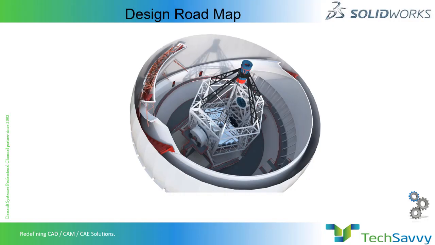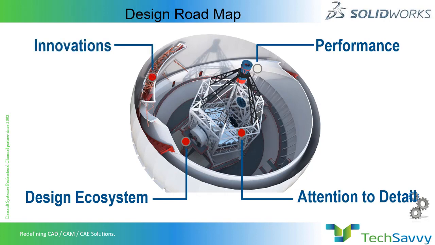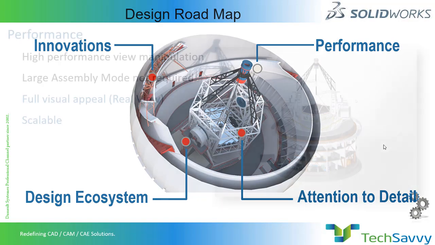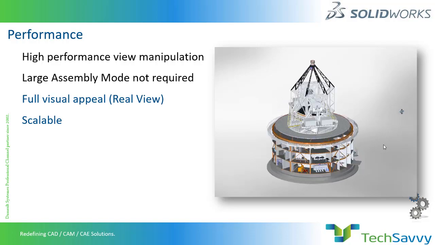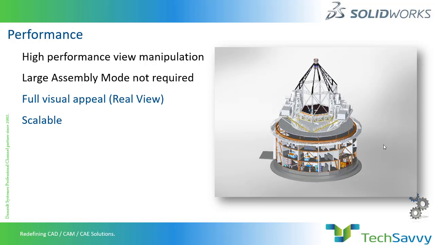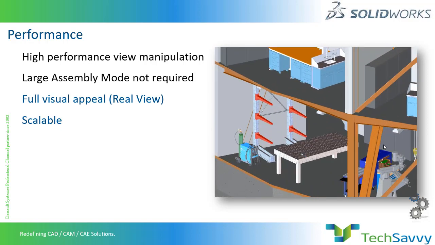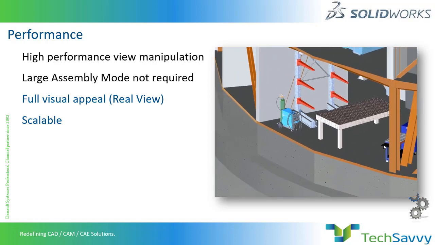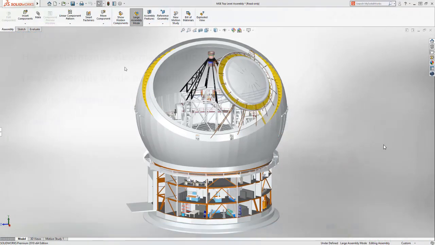So let us move a bit further. Today's design roadmap, I'll be focusing on these 4 areas: performance, attention to details, ecosystem, and innovations. Now moving a bit further, let's talk about performance. Inside SolidWorks 2019, we have increased the performance of our software. Now large assembly mode is not always required. We have increased the full visual appeal and the scalability. So let me show you in a quick video how we achieved that inside SolidWorks 2019.